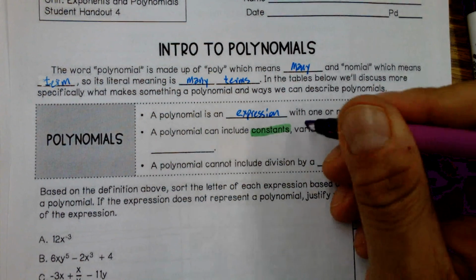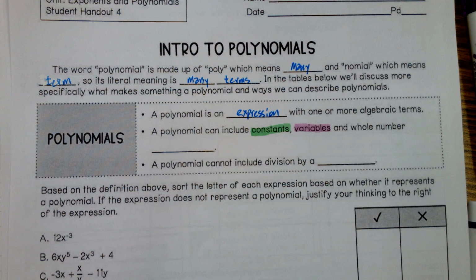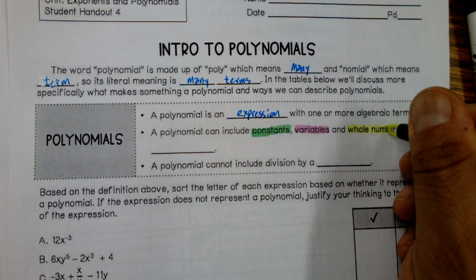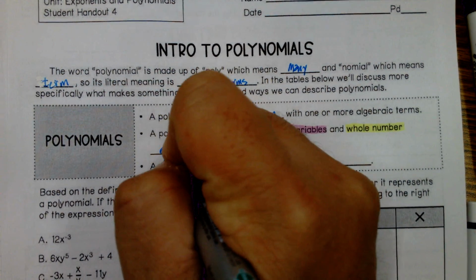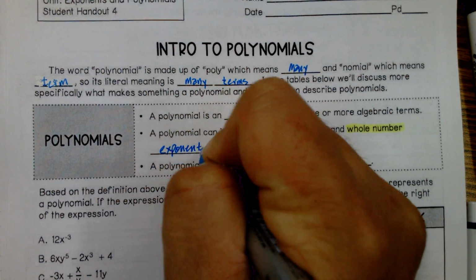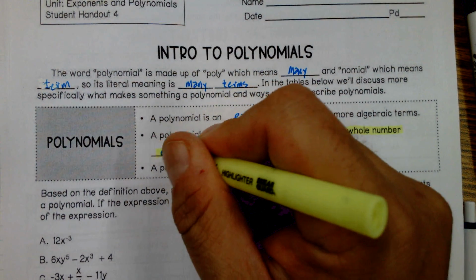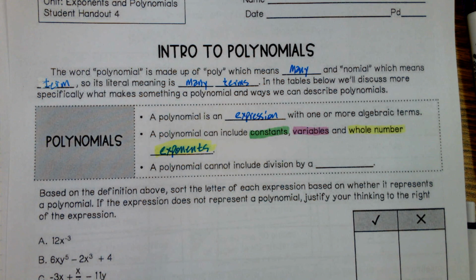Variables, and whole number exponents. Whole number exponents. So I'm going to continue highlighting this. So it could be a number, a variable, just a plain old variable, and whole number exponents. We'll get into those in a minute.